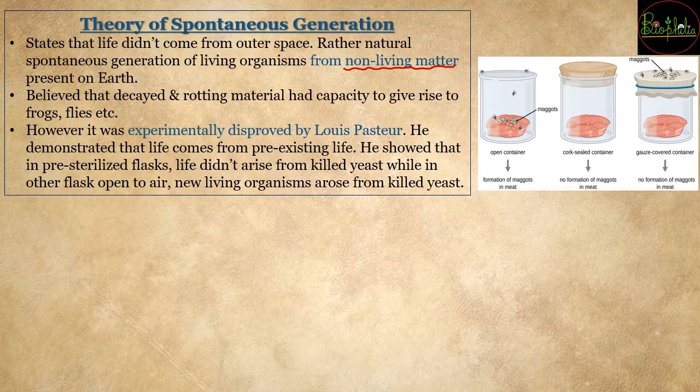Now it was thought that whatever was decaying, rotting material था जो सड़ रहा था, उन सब चीजों पे से the frogs and flies came. So what did people see? उनको दिखा कि डस्टबिन के पास में बहुत सारी चीजें सड़ रही है, फॉरेस्ट में जा रहे हो पत्ते सड़ रहे हैं, वहां पे बहुत सारे फ्लाइज फ्रॉग्स कीड़े मकोड़े दिख रहे हैं. So they thought that wherever things are decaying or rotten material is present, there life is present. So they thought that it came from the non-living material that was decaying and rotting. But this was experimentally disproved.